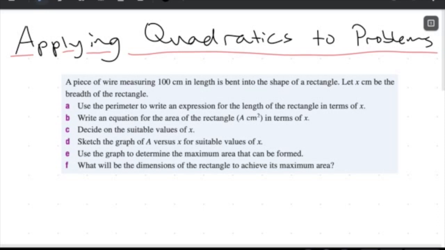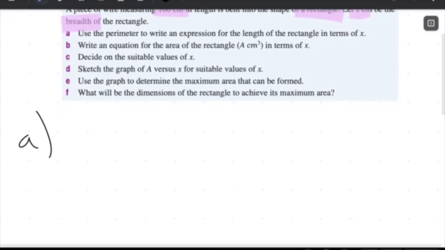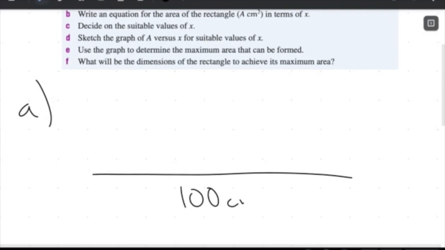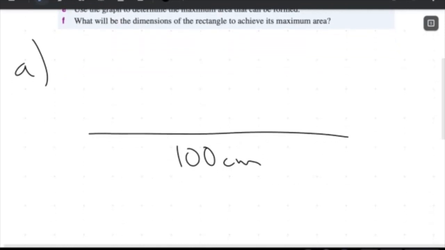Now, here we have a measuring question. We have a piece of wire measuring 100 centimeters in length is bent into the shape of a rectangle, and let X centimeters be the breadth of the rectangle. Now, with any worded question like this, we want to first start by drawing a picture. We have some kind of wire here that is 100 centimeters in length, and we're going to bend this to form the shape of a rectangle.